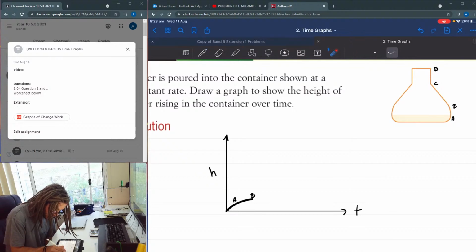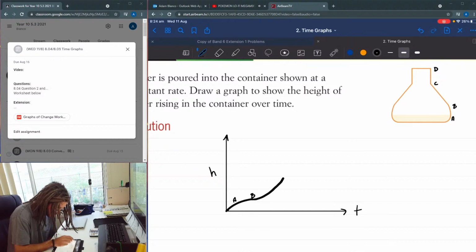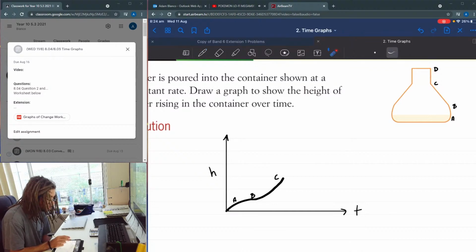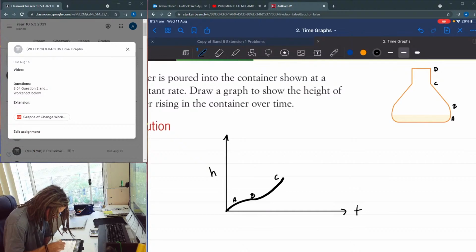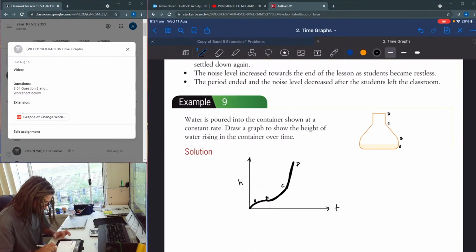Now C, from B to C, it should be quicker to fill up. So I'm going to draw a line that's quicker, actually not too quick, and that's between B and C, and then from C to D it should be constant. So constant meaning a straight line, but the height is getting higher, and it should be heaps quicker, so like this. But again, this is just a very informal graph, it doesn't need to be amazing. I hope that made some kind of sense.